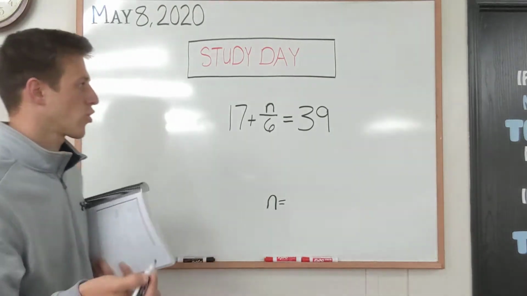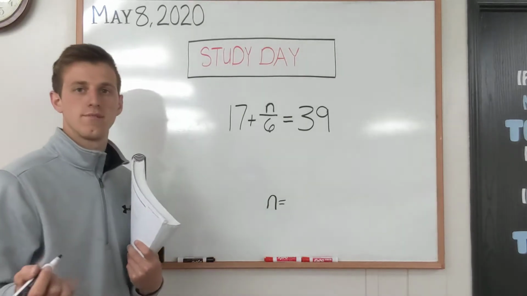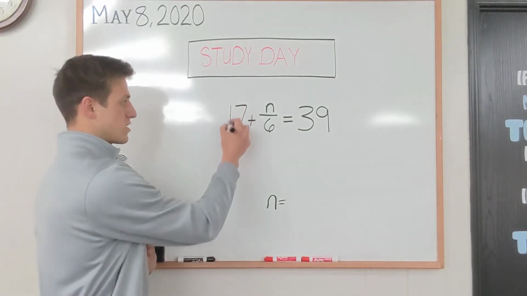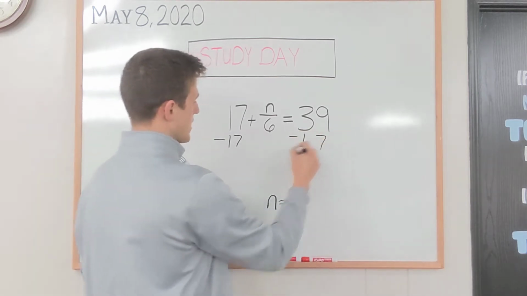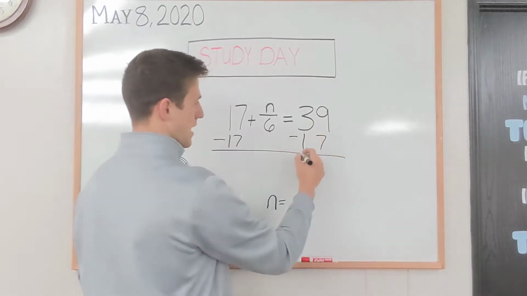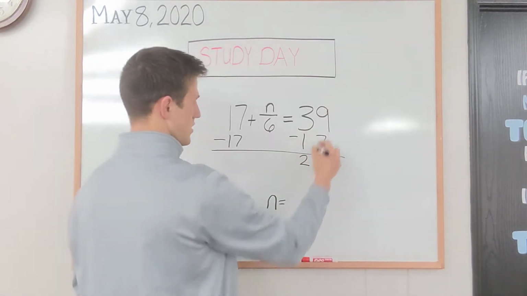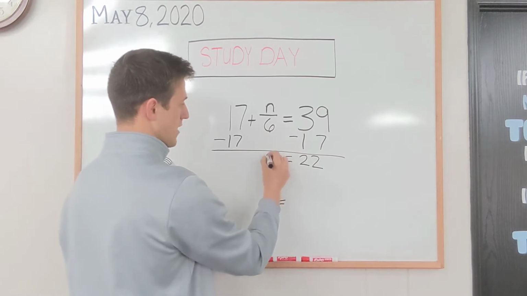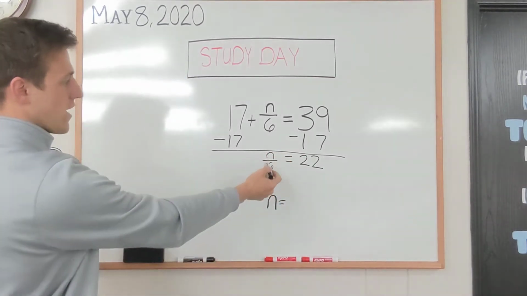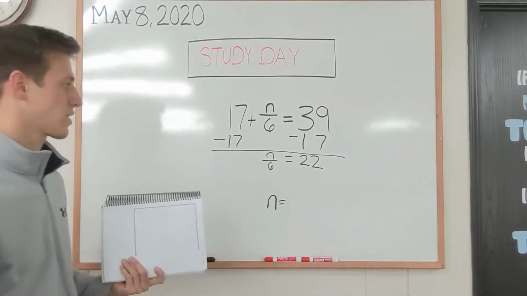So how do we start with this equation to solve for our variable n? We know that this is positive 17, so we're going to subtract that from both sides so we can get rid of it. Now we're going to simplify. We have 22 left, right? Yeah. So now we have our variable divided by 6. A number divided by 6 equals 22. So what are we going to do next?